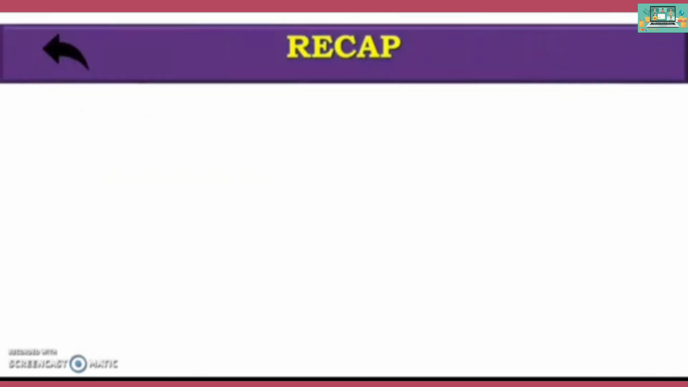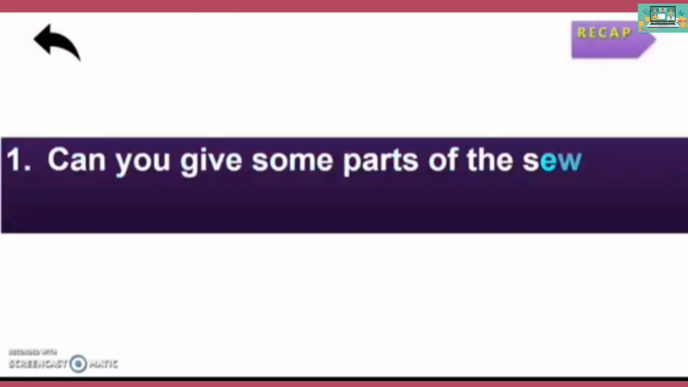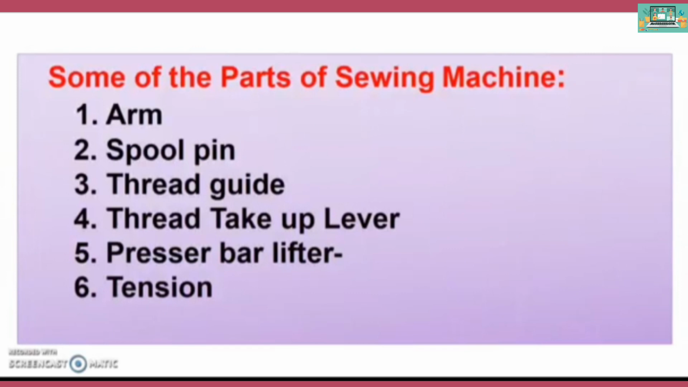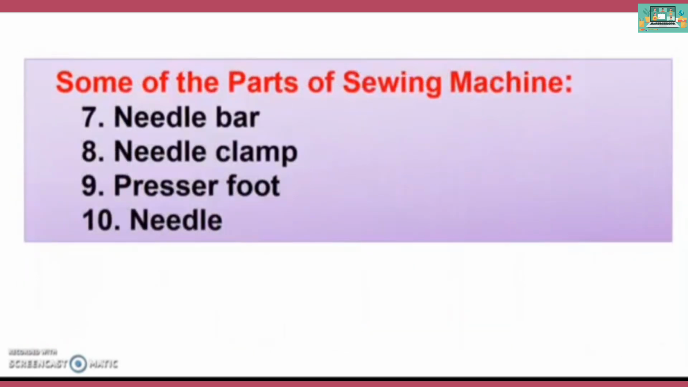Before we start, let us have a recap of our previous lesson. Number 1. Can you give some parts of the sewing machine? Some of the parts of sewing machine are arm, spool pin, thread guide, thread take-up lever, presser bar lifter, tension, needle bar, needle clamp, presser foot, needle.